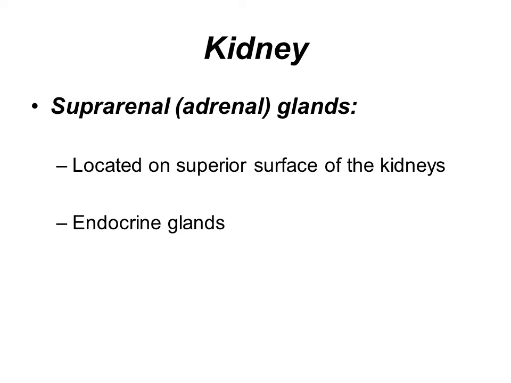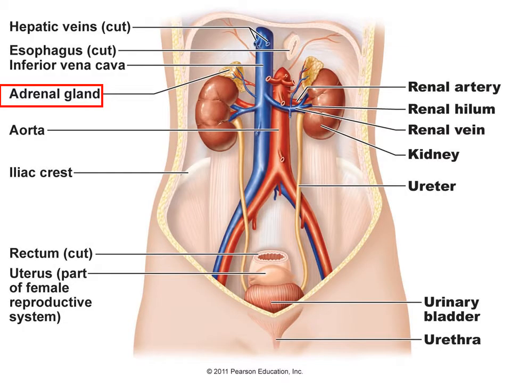The adrenal glands are on the superior surface, or on top, of the kidneys. Remember, you've already studied those. They're the endocrine glands, once again shown here.